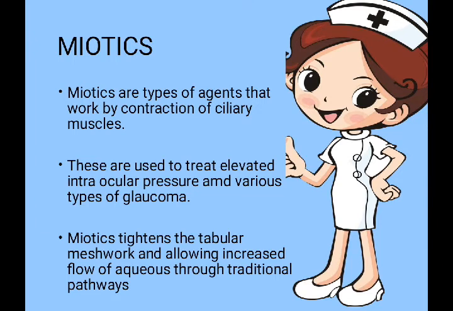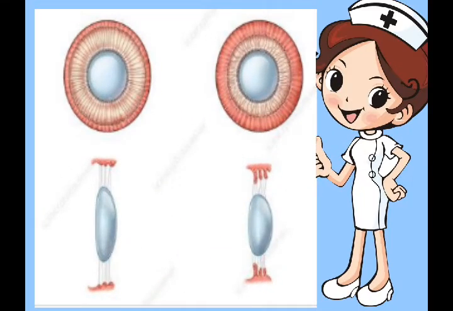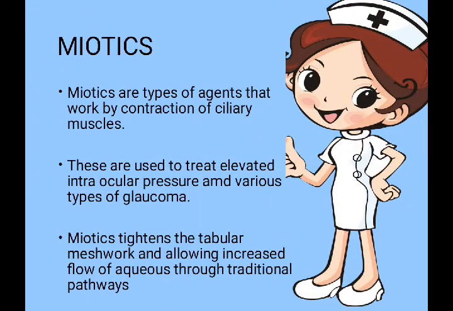Miotics are the types of agents that work by contraction of the ciliary muscle. In this case the ciliary muscles contract. These are the ciliary muscles, which you can see here. So these drops perform the function of ciliary muscle contraction. These are used to treat elevated intraocular pressure. If intraocular pressure is increased, then this is used to normalize it.